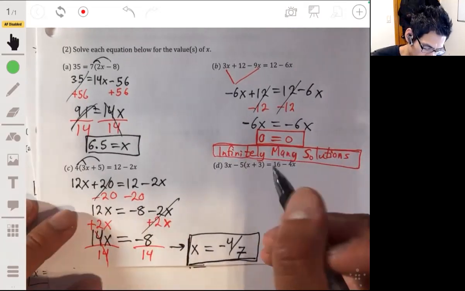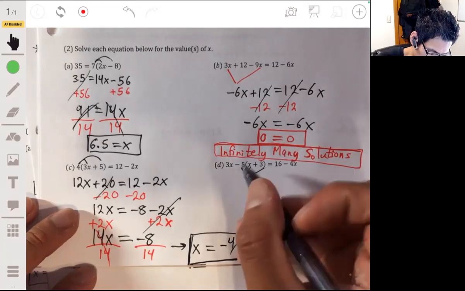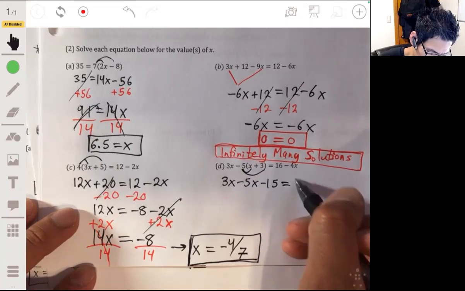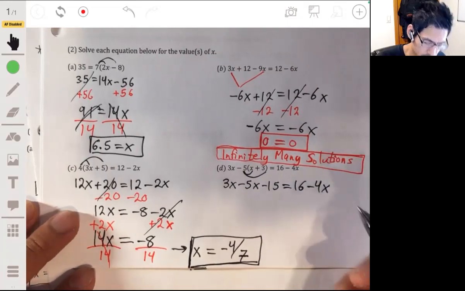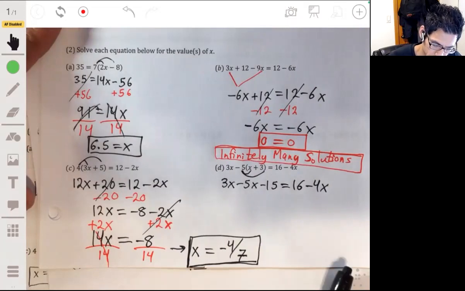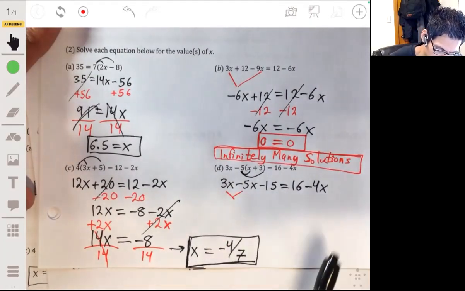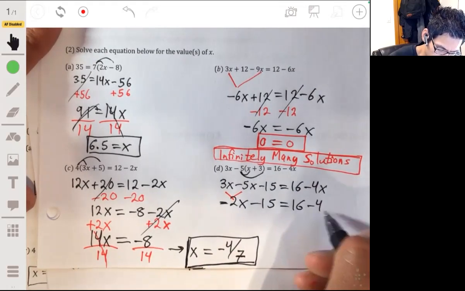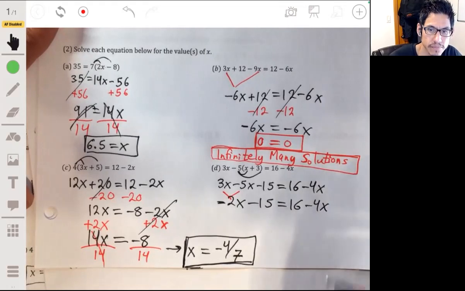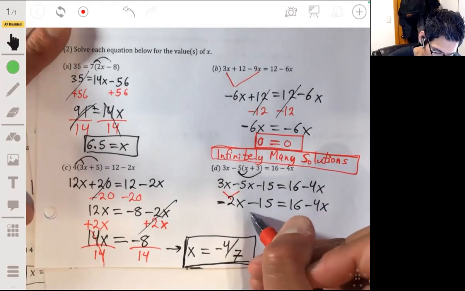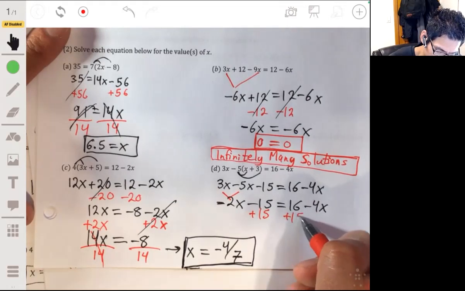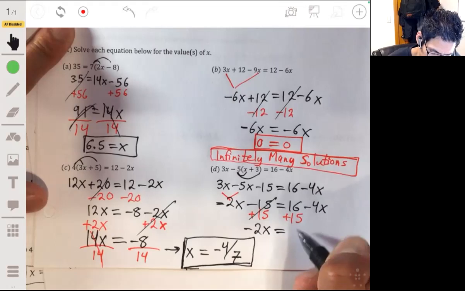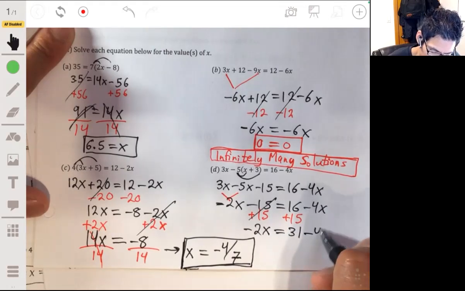Okay, D, let's distribute this -5 to x and 5. So we'll get 3x minus 5x minus 15 equals 16 minus 4x. Combine these like terms, we'll get -2x minus 15 equals 16 minus 4x. Add 15 to both sides. We'll get -2x equals 31 minus 4x.